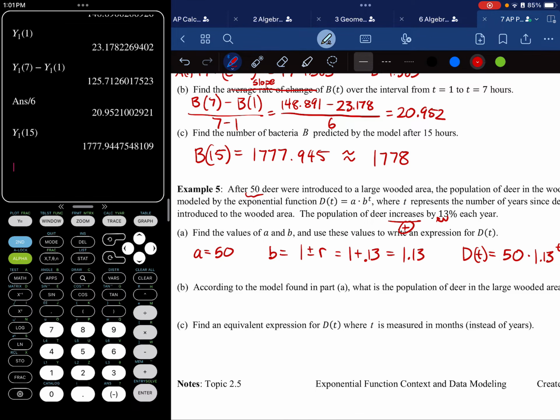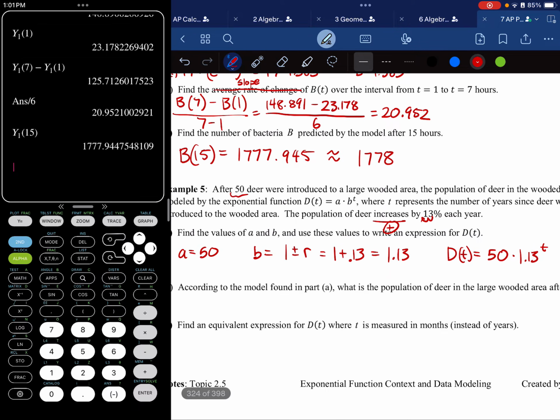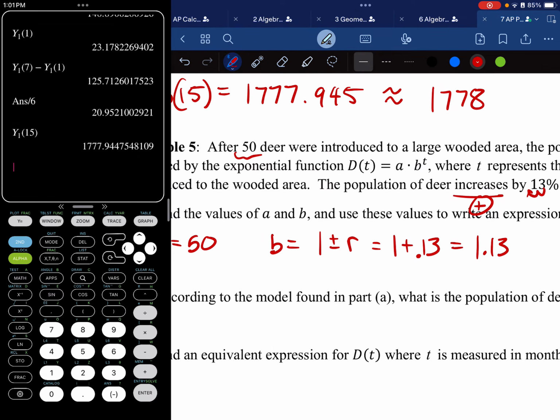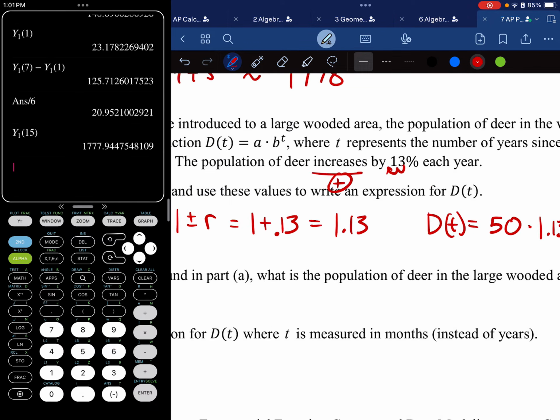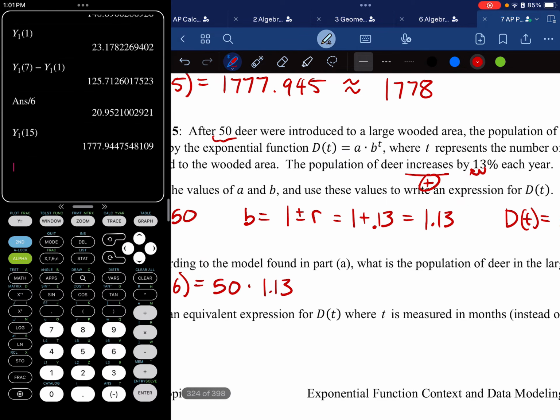Okay, what does this say? According to the model that we just found, what is the population of the deer after 6 years? So we just need to plug this in. I'm just going to rewrite this. This is going to be D of, we're plugging in 6. So capital D of 6 is equal to, just rewriting our equation, 50 times 1.13, yep, to the power of 6.